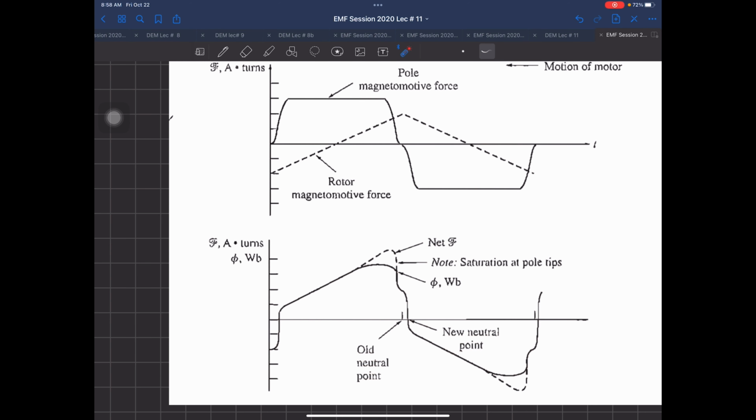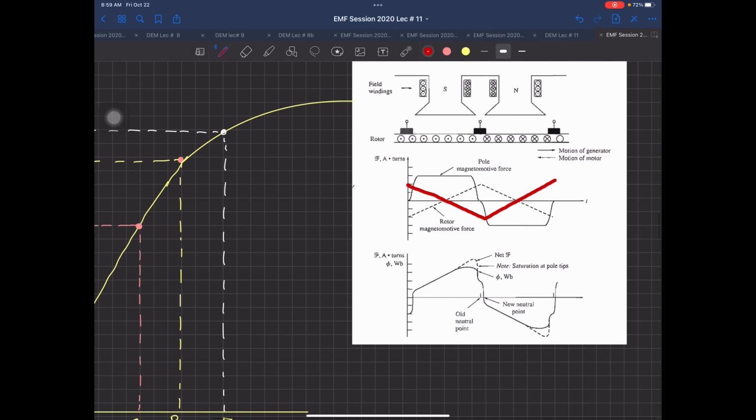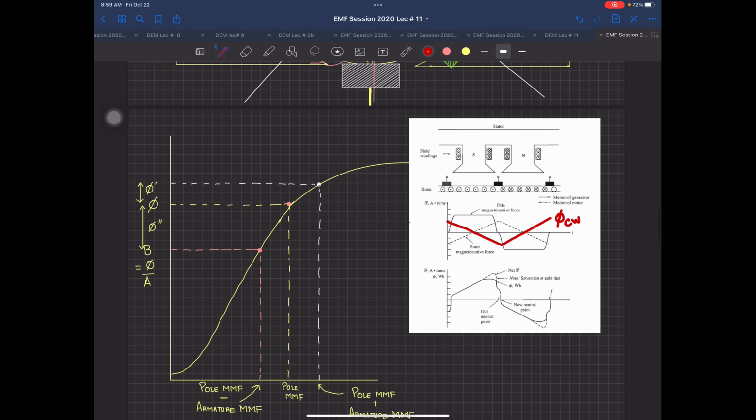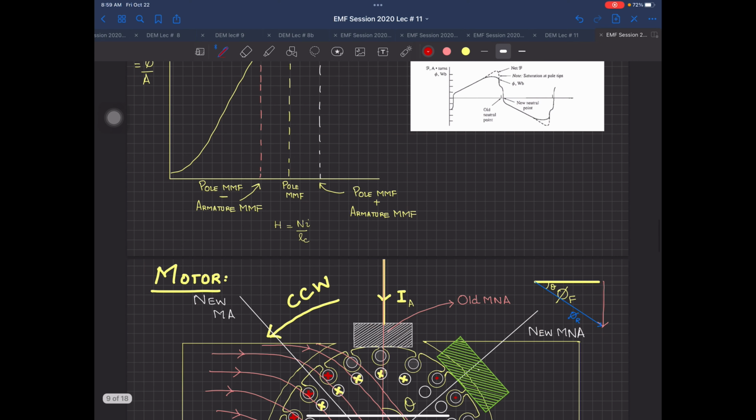Now, the compensating winding which you have introduced, what is it going to do? Let me draw this on this diagram. When you introduce the compensating winding, it is going to cancel phi A. The only way phi A can be cancelled is if you have a waveform like this, then it is cancelling. And this phi CW is the same thing shown in this diagram.